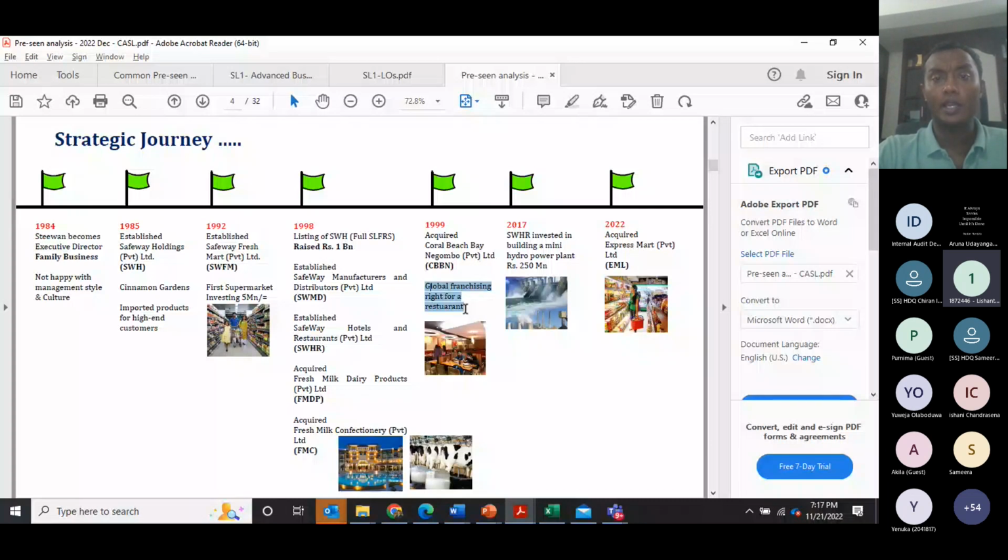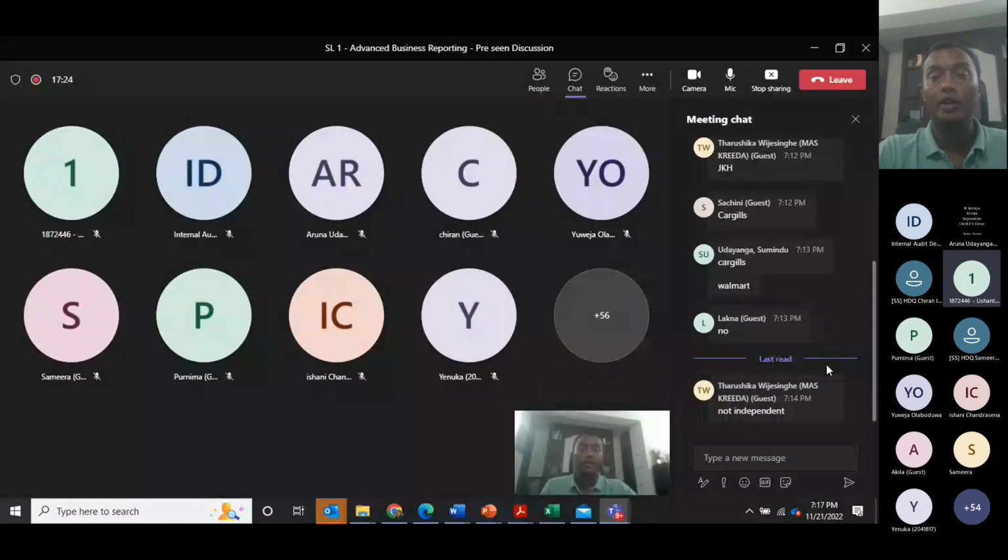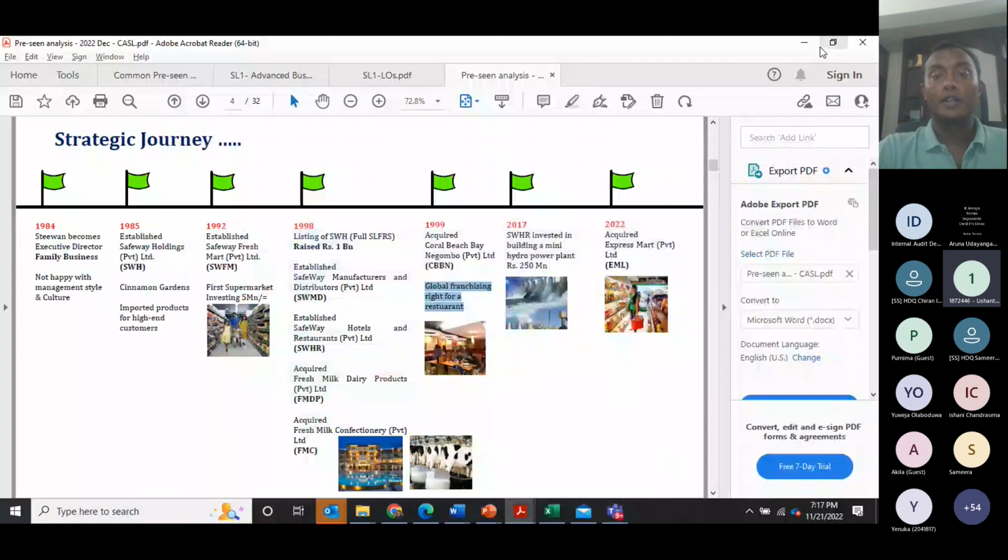And one of the big things that happened in 2017 in the case study, can any student tell me that the strategy has changed from 2017? What is that strategic shift in the company? If you carefully read the case study, you would have noted that point. Anyone? So there's a major change in strategy, right? In 2017. What is it? So obviously it's hydropower investment, but we are also asking what the strategy is. So you can talk. And then 2022, there is Express Smart, another acquisition.